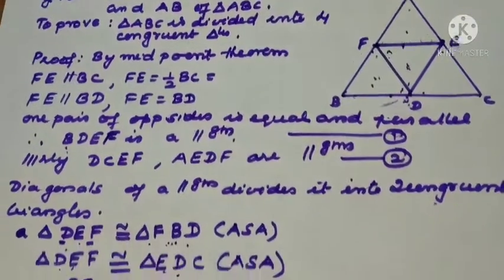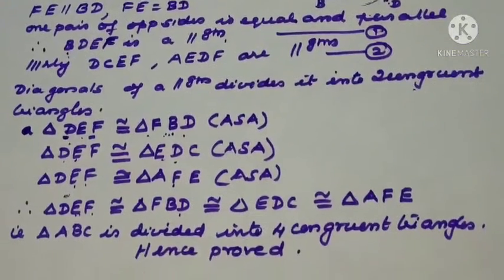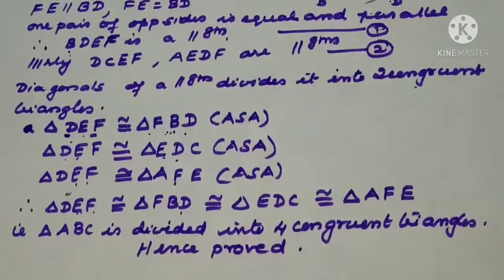With this, today's class I am winding up. So what we have proved here: triangle ABC is divided into four congruent triangles. Practice more. Thank you.